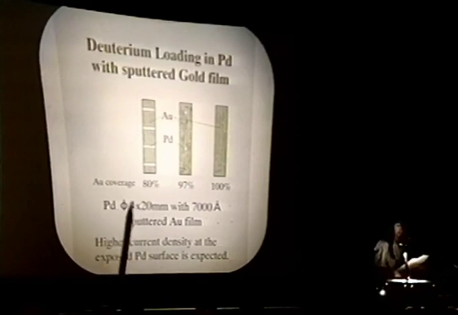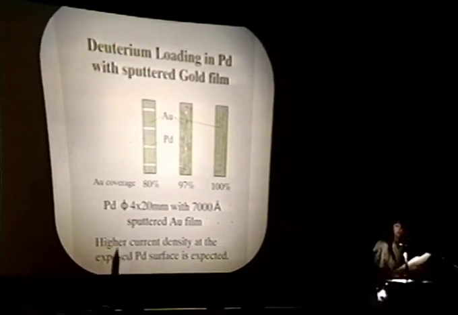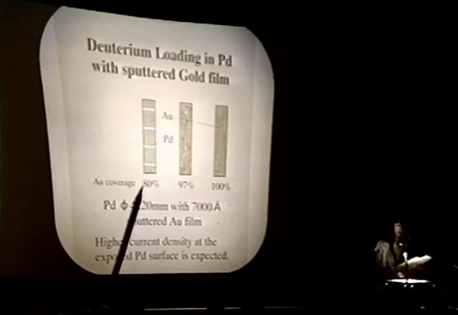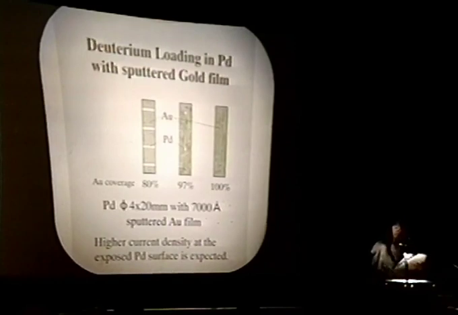Three types of palladium cathode with 7,000 angstroms of gold film have been prepared by RF magnetron sputtering, controlling the surface coverage by gold film to 80%, 97%, 100%.